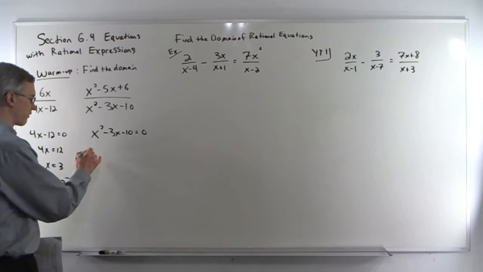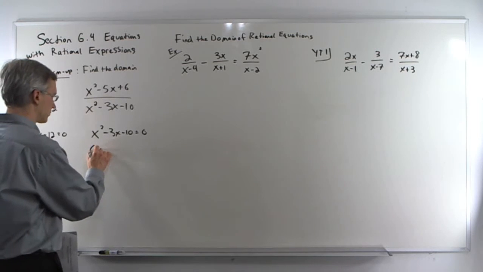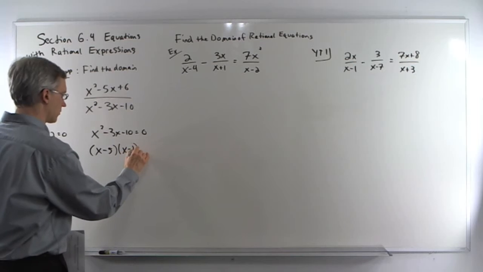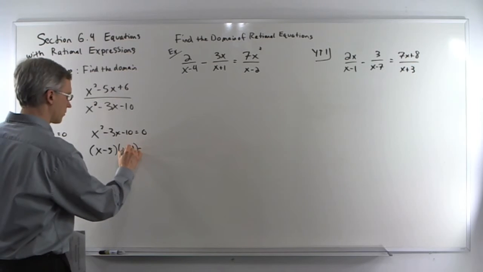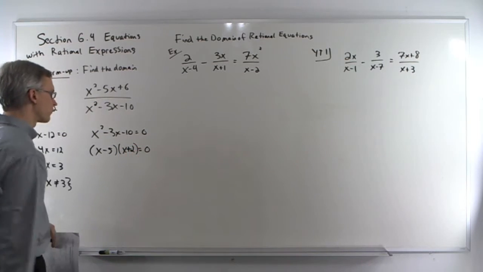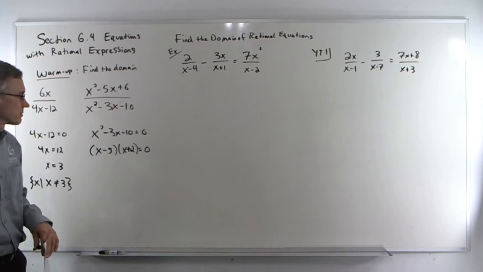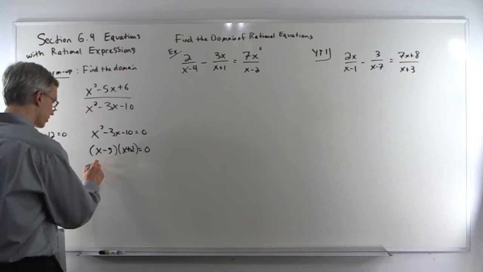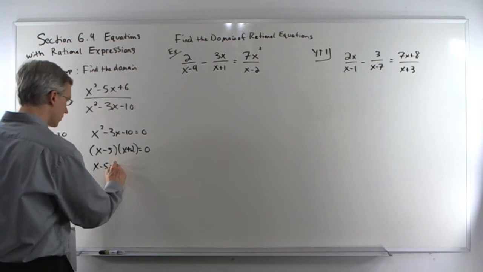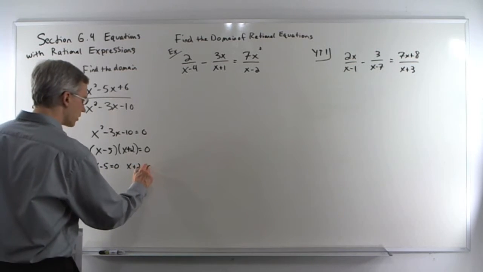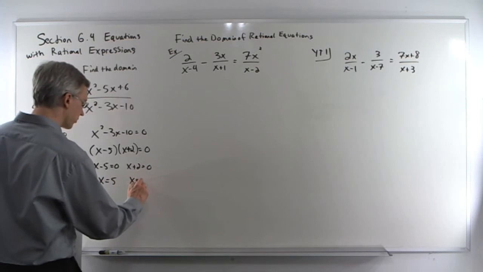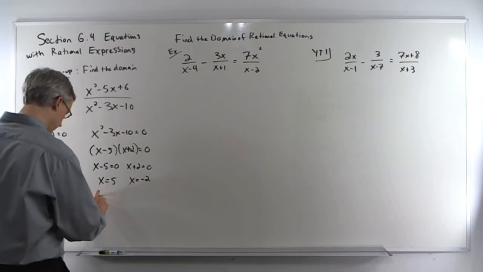So here we're going to need to do some factoring. So this factors into x minus 5 times x plus 2 equals 0. And then solving these individually, using the zero factor property, we get x equals 5 and x equals negative 2.